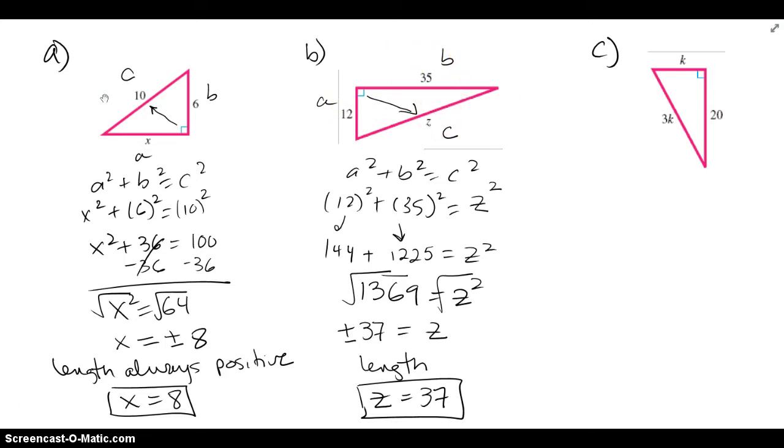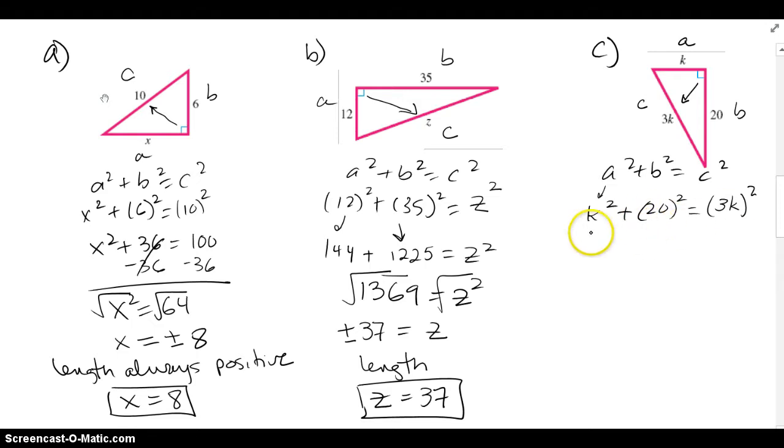Okay, let's go look at part C again. Across from the right angle is the side that I'm going to call C, and then the other two guys I'm going to call A and B. So A squared plus B squared is equal to C squared. A is K, it's an unknown. B is also an unknown. Oh no, actually B is 20, I know that one. So B is 20 squared. And then C, I have to be careful, is the quantity 3K, all of it squared.